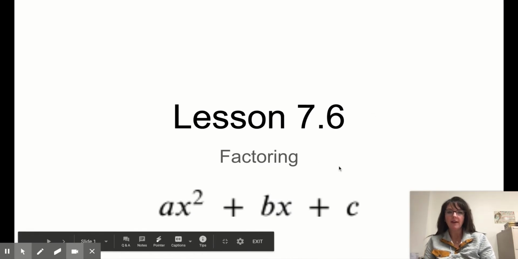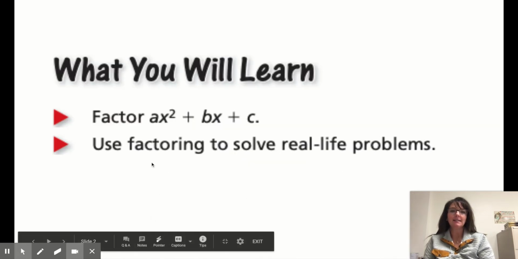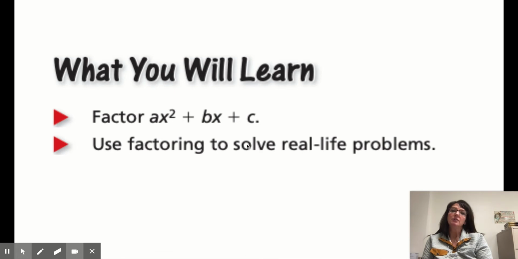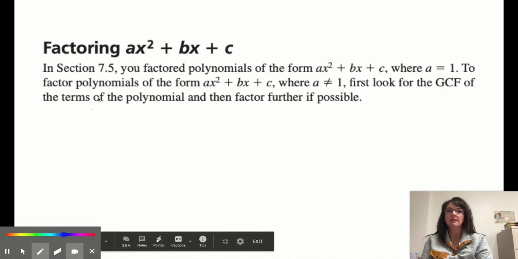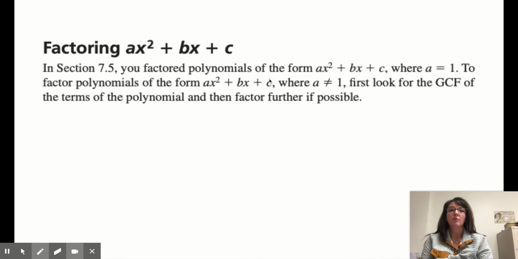This time we're going to be factoring trinomials in which a is not equal to 1. So instead of just x squared plus bx plus c, now we're going to have a leading coefficient other than 1 out here in front. This is similar to what we did in 7.5. First we learned how to factor when a was equal to 1. Now a is not going to be equal to 1.